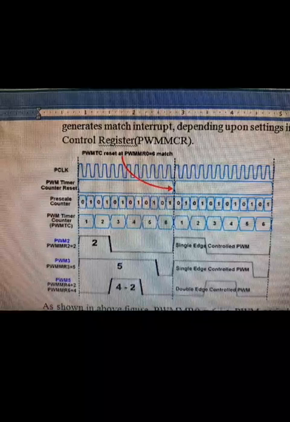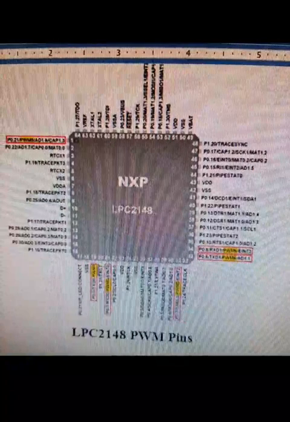The table shows when the PWM is set, that means the rising edge, and the reset, that means the falling edge. For the different PWM channels, 7 match registers are used, whereas these are the LPC2148 PWM pins. Let us see the various PWM registers that are useful for controlling and generating PWM.